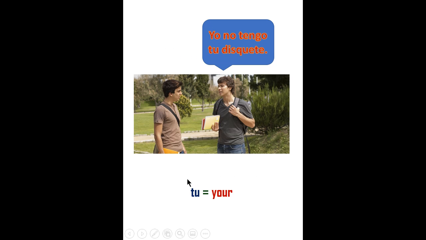Another possessive adjective, tu. Notice no accent over the u because this is a possessive adjective, your. It is not the subject pronoun you familiar. You familiar would carry an accent over the u. This is the possessive adjective your. No accent. Yo no tengo tu disquete. I don't have your CD or DVD. Yo no tengo tu disquete.